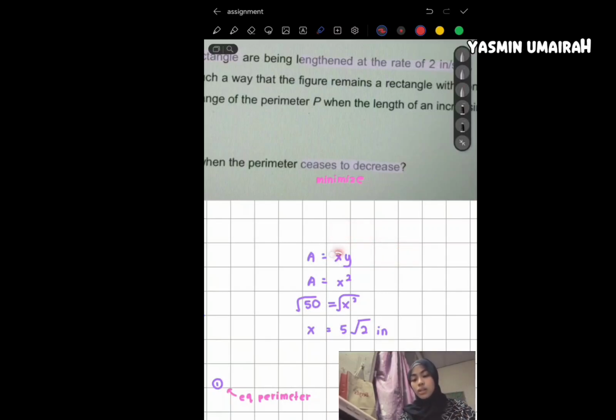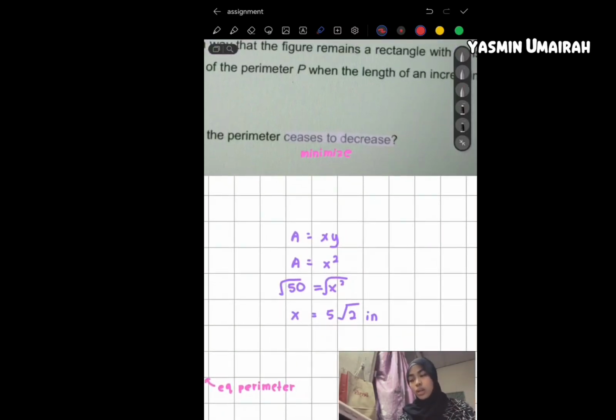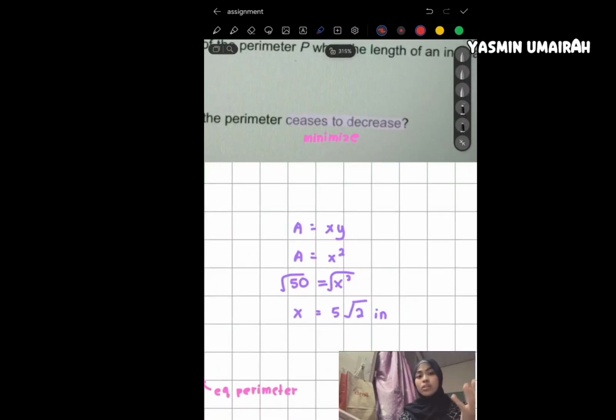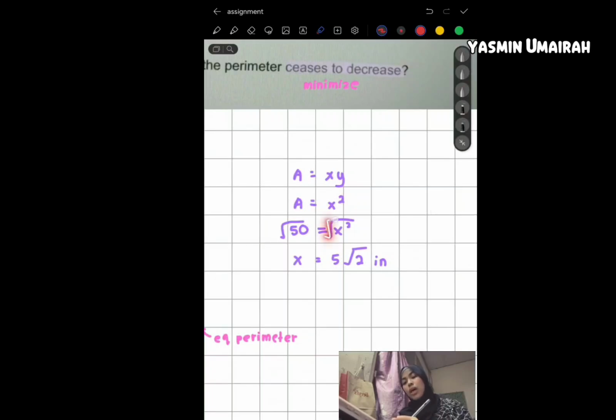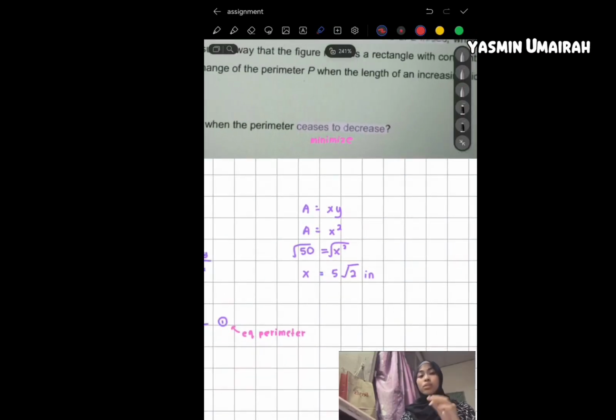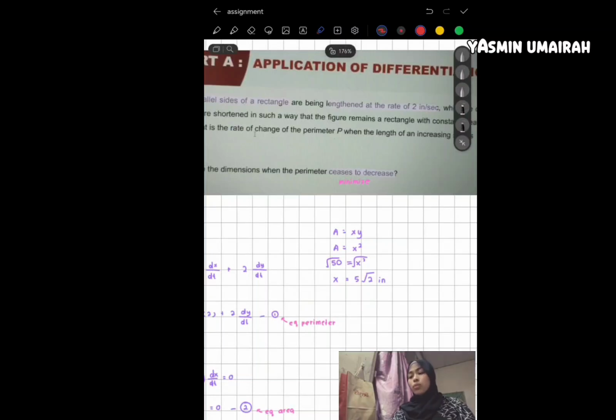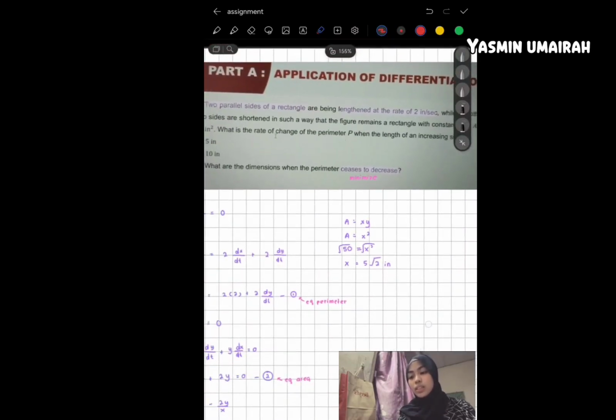So x here is actually y, the same value as x. To conclude it, I just put x to the power of 2, and we know that area is 50, so we got x squared, and we just square root it to get x. So x is equal to 5 square root 2 inches. So 5 square root 2 inches is 7.07. So that's the final answer.